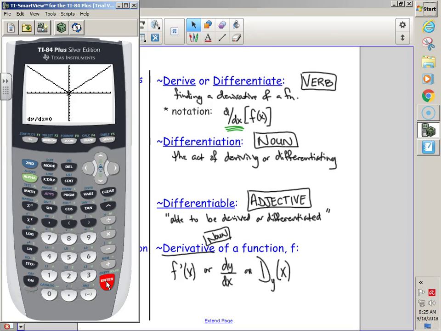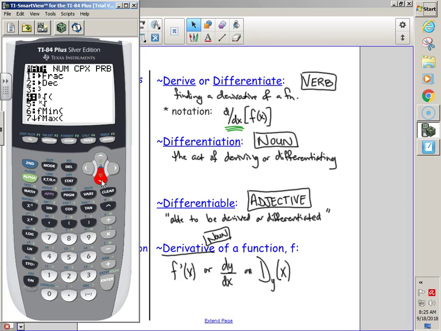Now, I want you guys to do second quit. Ready? I want you to go find the other place where a derivative hides, which is math. I want you to scroll down the math. Do you see anything that might have anything to do with derivative? Ooh, n derive. What number is that? Number 9? Number 8. There he is.